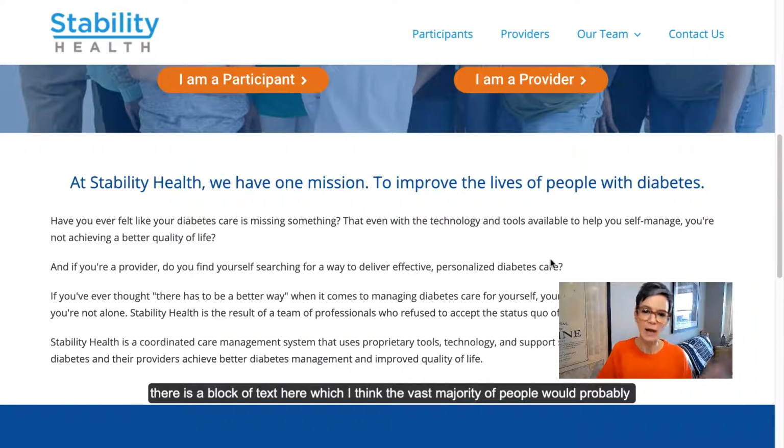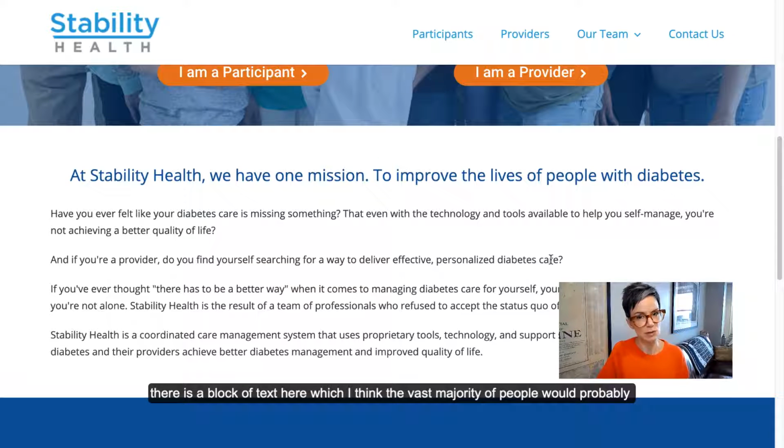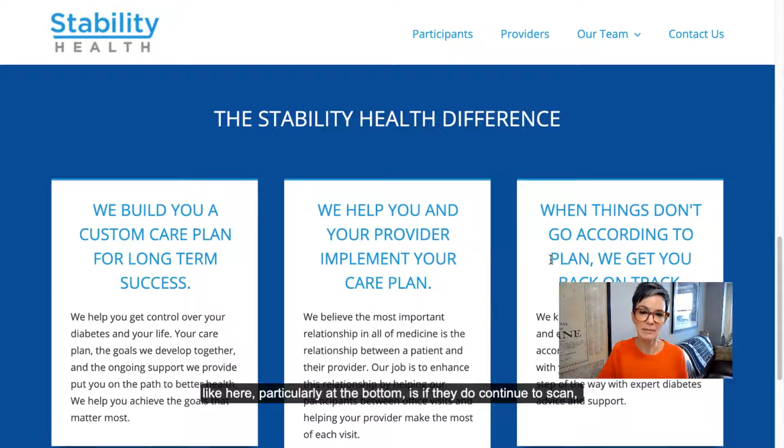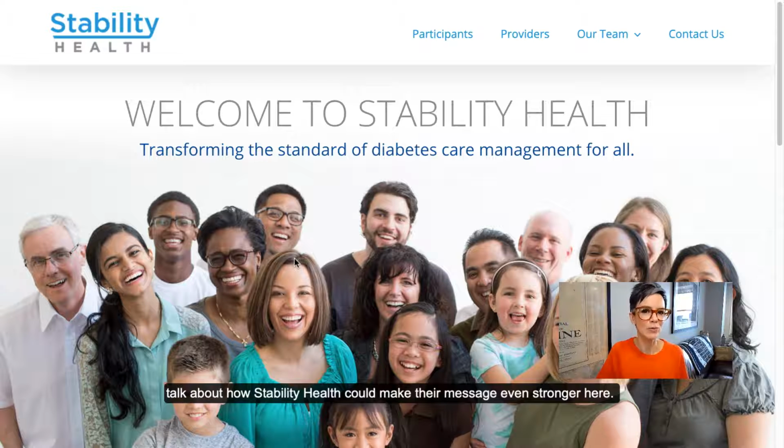Now, there's a block of text here, which I think the vast majority of people would probably skip on the first scan. We'll come back to that. But what I like here, particularly at the bottom, is if they do continue to scan, there's this section right here at the bottom that says the Stability Health difference. And it really gives three distinct things that are really useful for people to know about Stability Health. So these are all the things I think that are making this web page work pretty well right now. But let's talk about how Stability Health could make their message even stronger here.